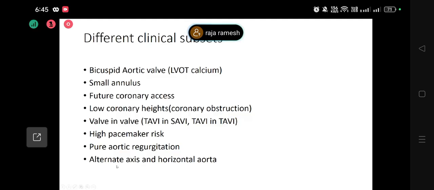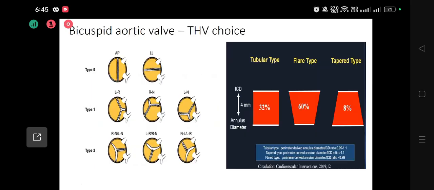Similarly, all TAVIs are now done transfemoral, but sometimes there will be hostile femorals. We have to go from another access like subclavian, axillary, or transaortic, so then we have to choose different valve frames and catheters. So coming to the bicuspid valve first, we'll go one by one quickly. Coming to the bicuspid aortic valve, bicuspid, by meaning, there will be two cusps.